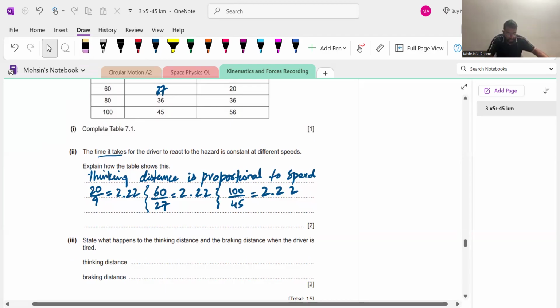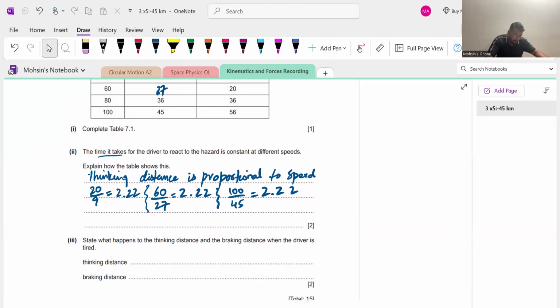State what happens to the thinking distance and the braking distance when the driver is tired. If the driver is tired, it will take longer to apply brakes, so the thinking distance will increase. But the brakes are not tired, so they will work properly, because it is not mentioned that the brakes are not working properly. So it will not affect the braking distance, only the thinking distance. The thinking distance will increase, the braking distance remains the same.